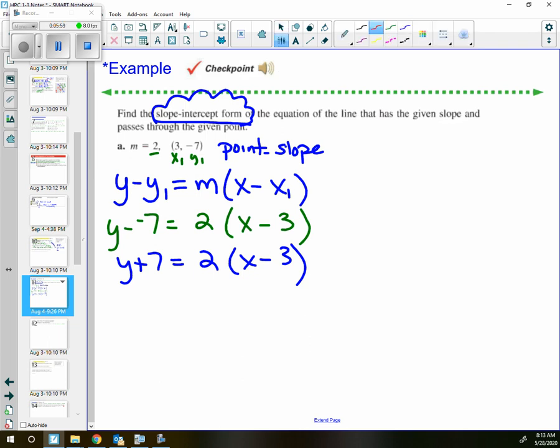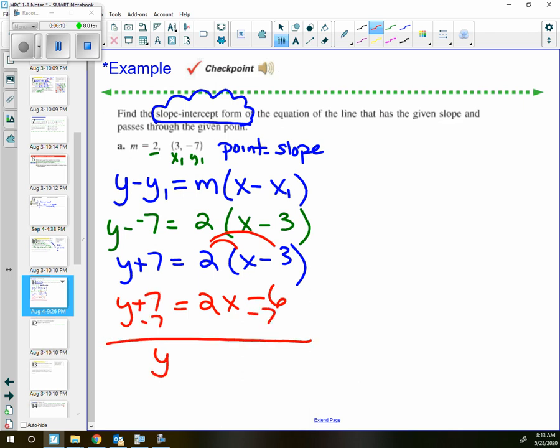Well, I'm going to have to move the plus 7 for sure. But I also think I'm going to need to distribute here so I can put like terms together. So 2x minus 6, and then I'm going to subtract that 7. Just be careful on your arithmetic. So y equals 2x minus 13. This has a slope of 2. Well, right, we knew that. And it actually has a b value, or y-intercept, of -13.